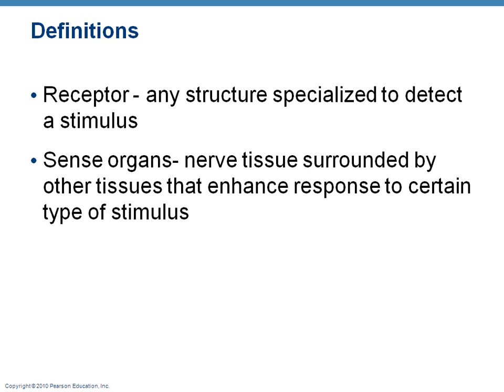We should know by now what a receptor is, but a receptor is any structure that's specialized to detect a stimulus. We've seen thermoreceptors before, which detected heat or temperature differences. We've seen nociceptors, which detected pain differences. We're going to see another receptor called a chemoreceptor in just a moment. Again, a sense organ. This is the next definition.